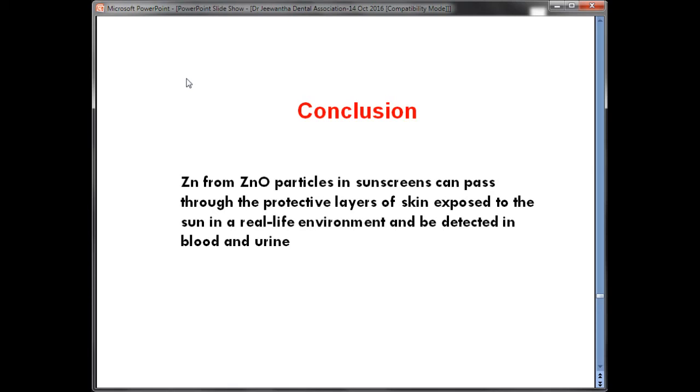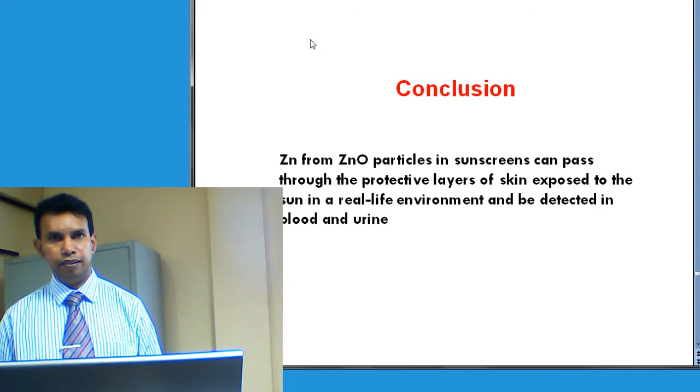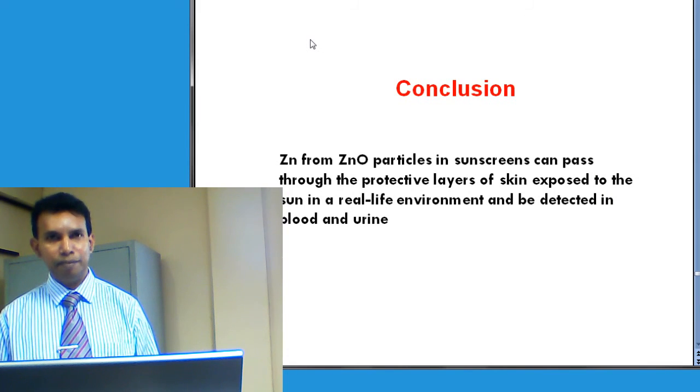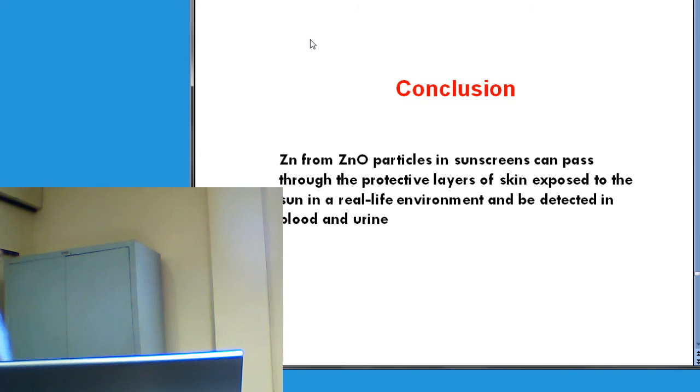And layers of the skin exposed to the sun in a real-life environment can be detected in blood and urine. But they haven't said anything thereafter. It was done by the Department of Health Sciences. We know that there are departments like that in those universities. So that is one of the research studies, and there is other research.